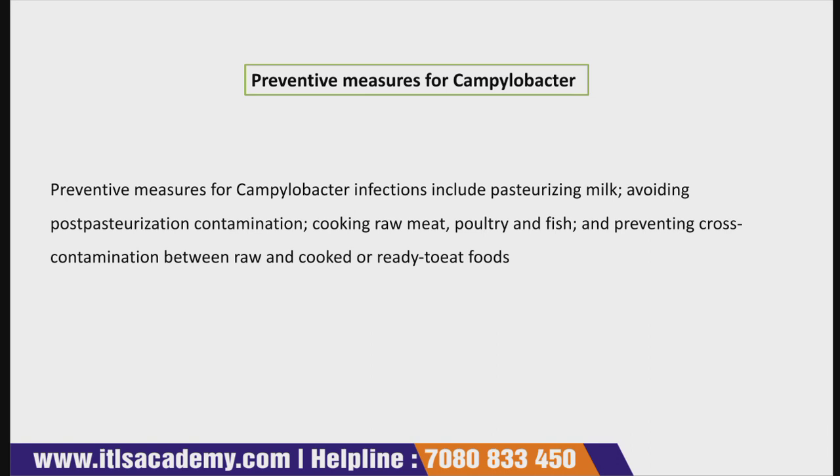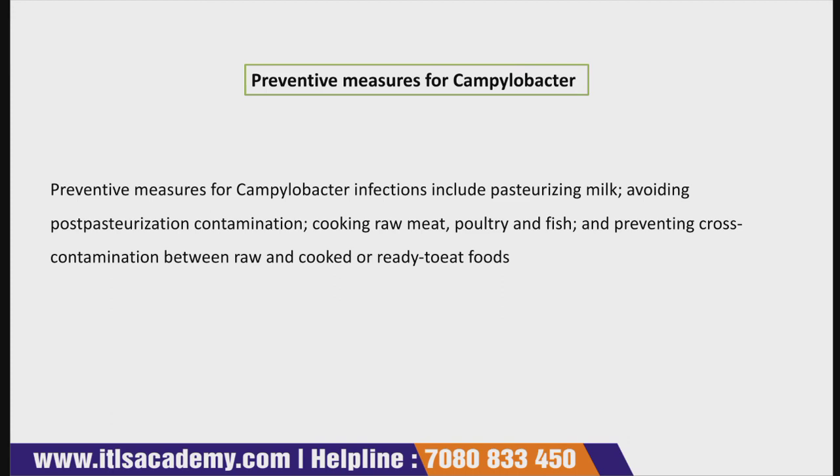Then comes the preventive measures of campylobacter. Preventive measures for campylobacter infections include pasteurizing milk, avoiding post-pasteurization contamination, cooking raw meat, poultry, and fish, and preventing cross contamination between raw and cooked or ready-to-eat food. It is always recommended that whenever you are using any dairy product, especially milk, you should always pasteurize it. You should always boil the milk.